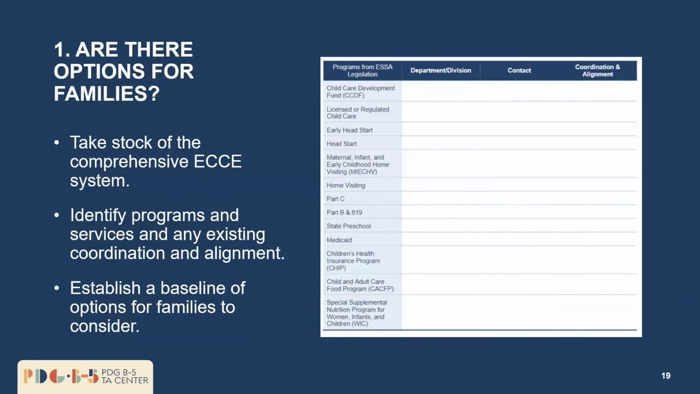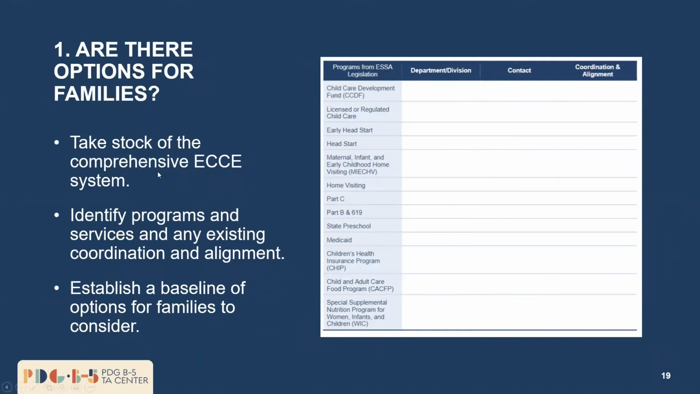So we suggest in the paper, and I put it on the slide here, a really simple table to take stock of your system. Think about what programs are being funded by federal and local sources. Where are those programs? Who is your contact at those places? And are there any existing coordination and alignment efforts? Do you have a regular quarterly meeting with that program? Do you share each other's newsletters? This will help you create a big picture and take stock of all of the programs in your system that help support kids and families who are birth to 5.